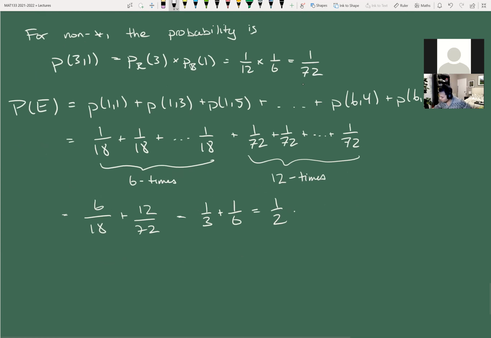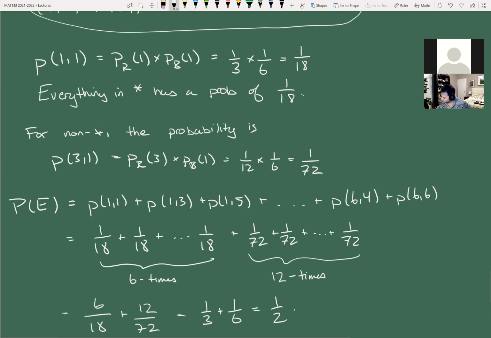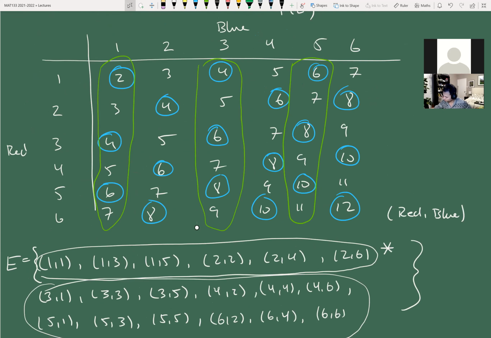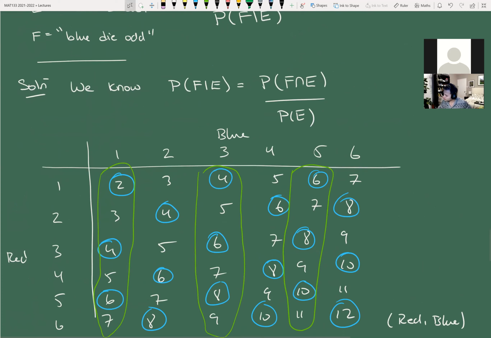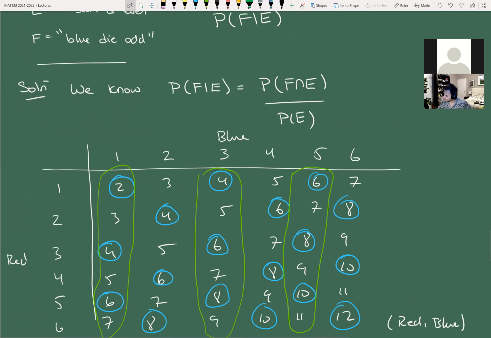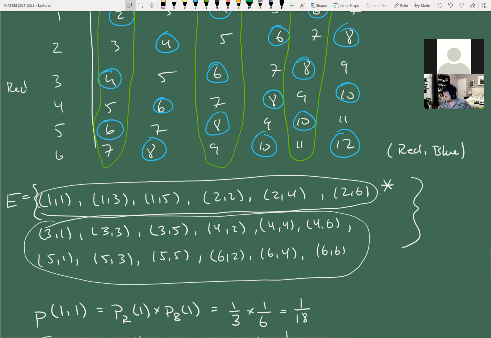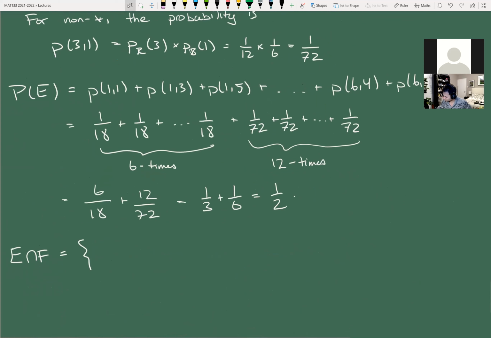Okay. And now we need to do the probability of E intersect F. So what is E intersect F? We're going to go back up to my table, or again, we could do it without a table and just use our brains. So everything that is both green and blue, right? So the second die is odd, and the sum is even. Okay, somebody help me out here.